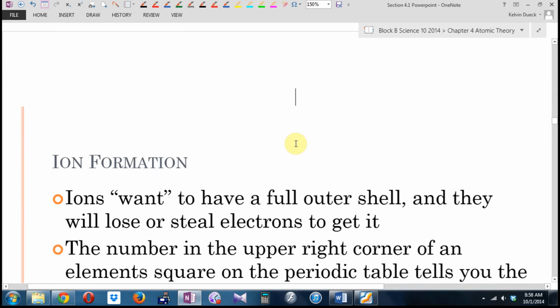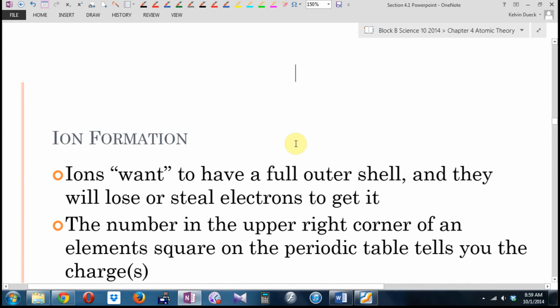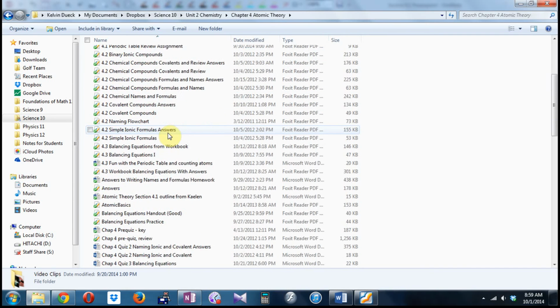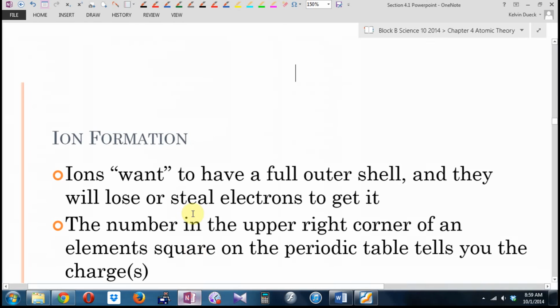The number in the upper right corner of the element's square on a periodic table tells you the charges. Let me open my periodic table. I'll bring it back in a sec. Well, here, you guys want that.